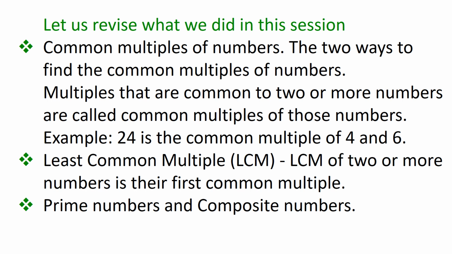Finally, you learned what are prime numbers and composite numbers. Prime numbers are divisible only by number 1 or itself. Numbers that are divisible by more than 2 numbers are called composite numbers.